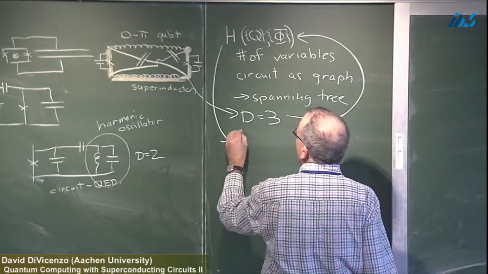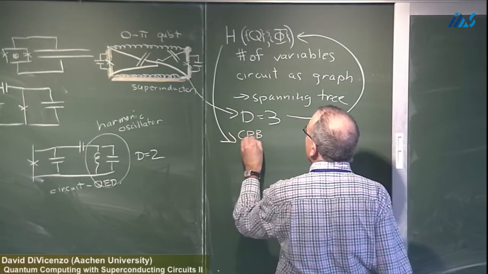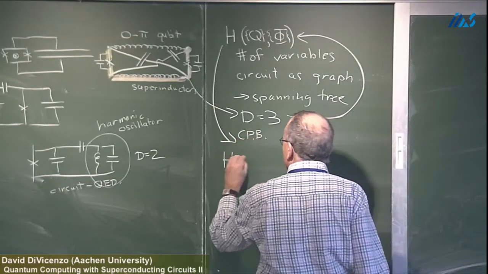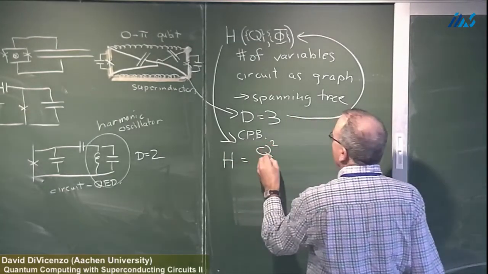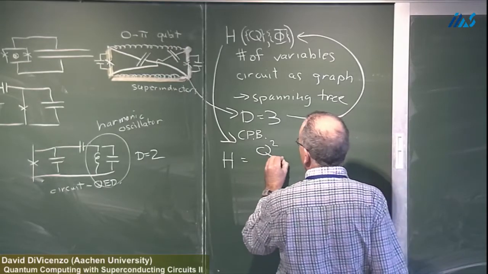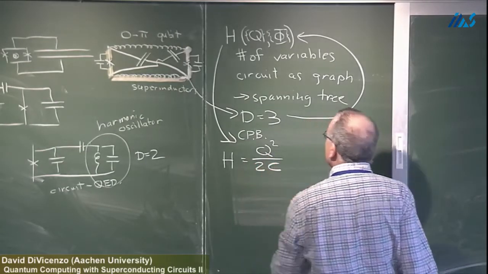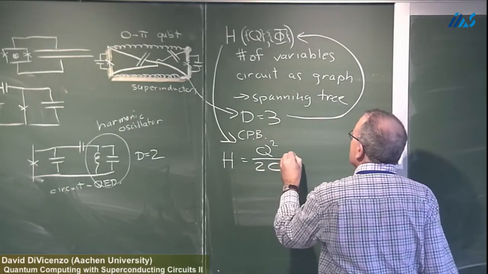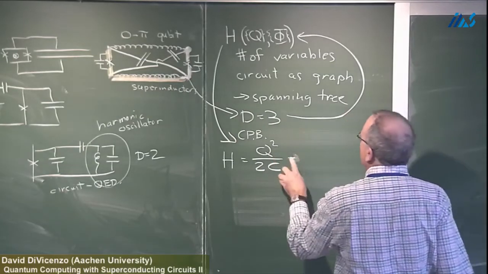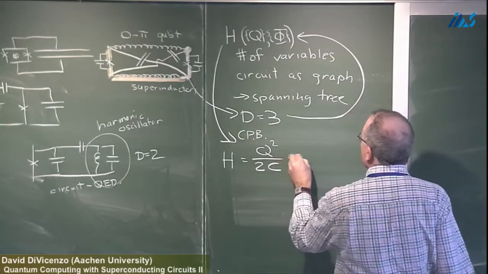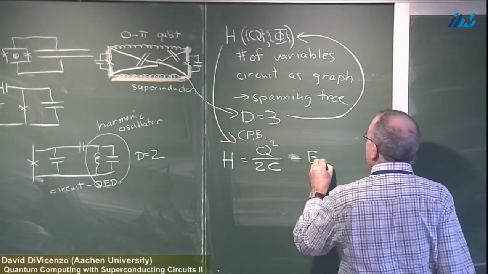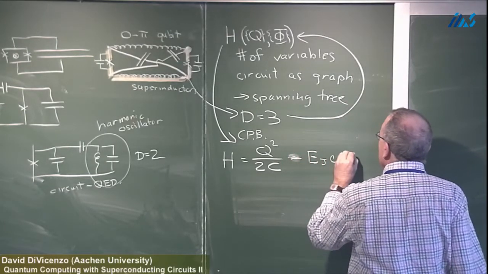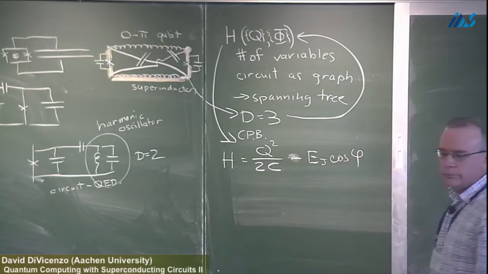So now we're going to do the Cooper pair box, CPB. The Hamiltonian is Q squared, I'll get back to the offset charge in a while, Q squared over 2C, minus, I guess, minus the parameter I called EJ cosine phi. That's it.